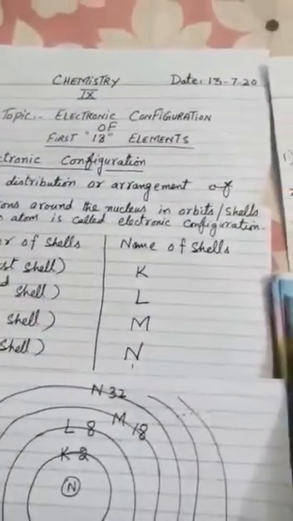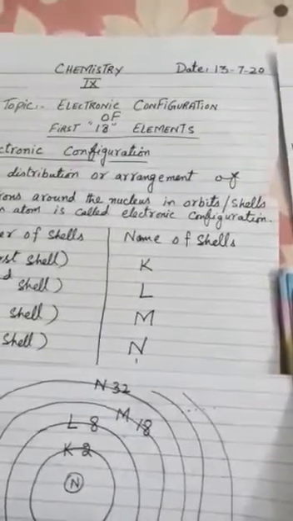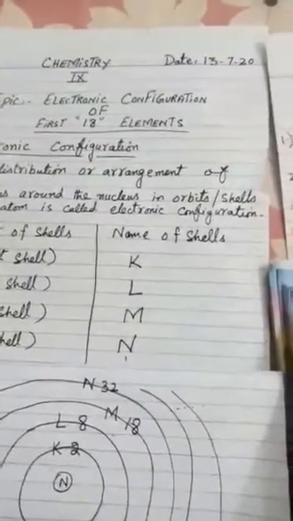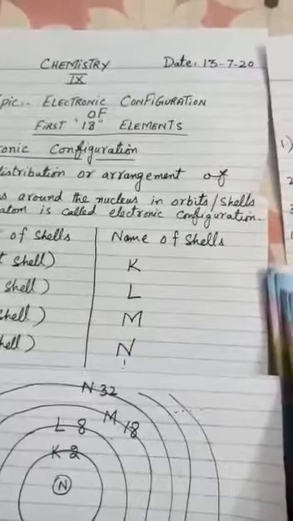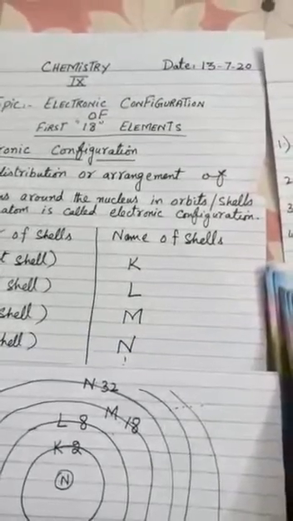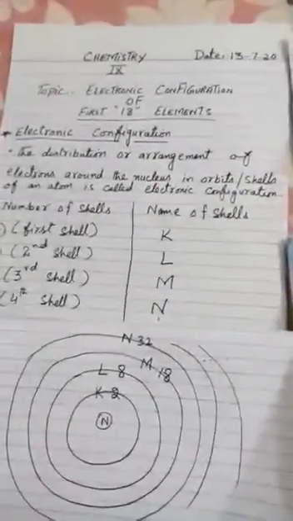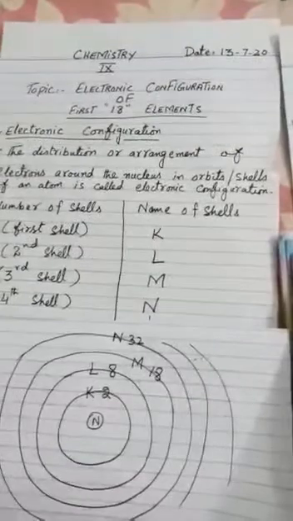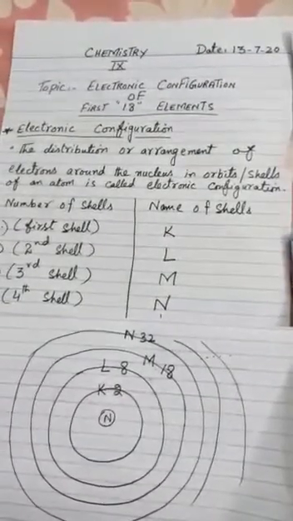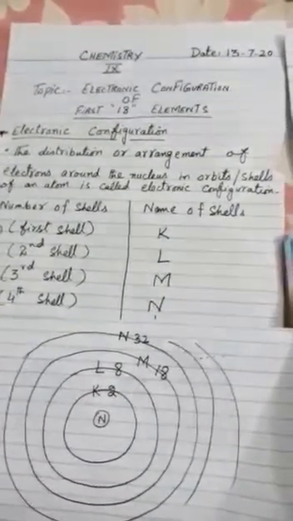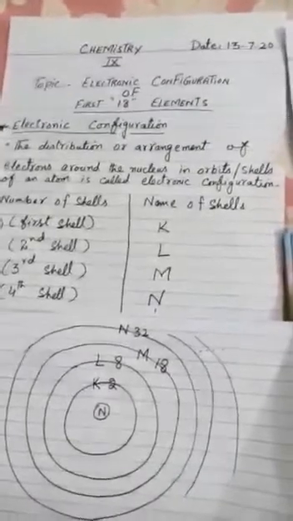Today, my topic is electronic configuration of first 18 elements, which is the topic of chemistry class 9th. Let me define electronic configuration first. It is the distribution or arrangement of electrons around the nucleus in orbits or shells of an atom, right?